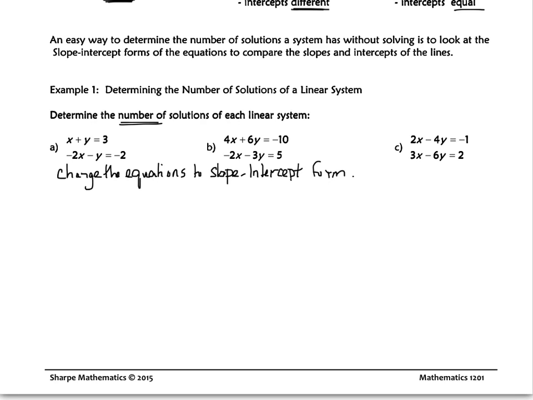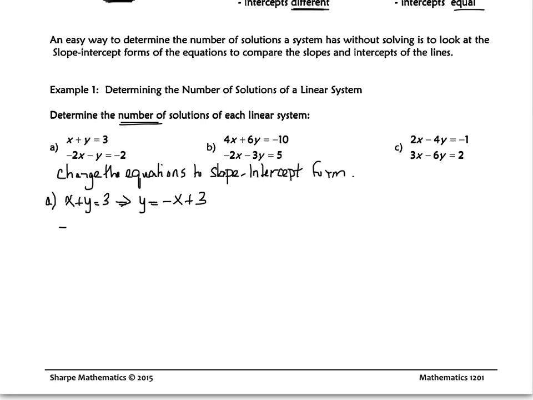Okay, so the first equation, we have x plus y equals 3. If we change that to slope-intercept form, we would have the y by itself, and the x would need to be brought over to the other side. So that would be subtracting x from both sides. So you'd end up with y equals negative x plus 3.